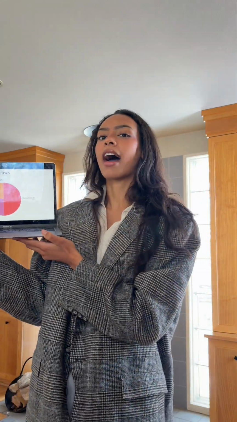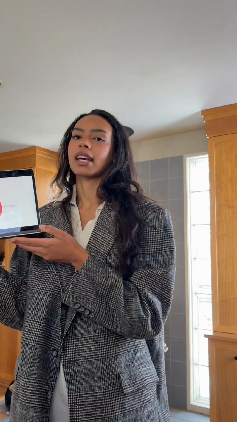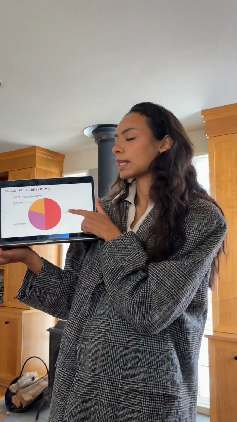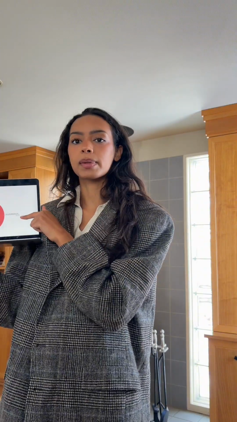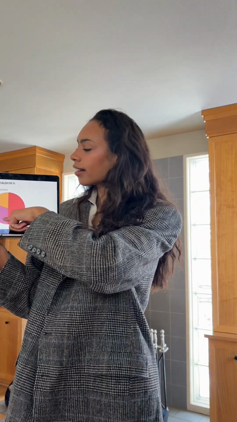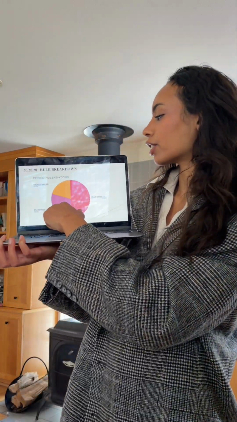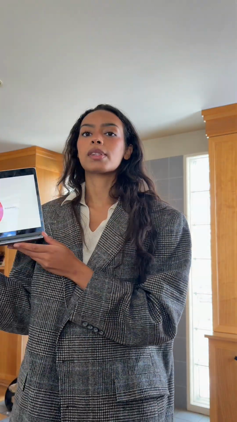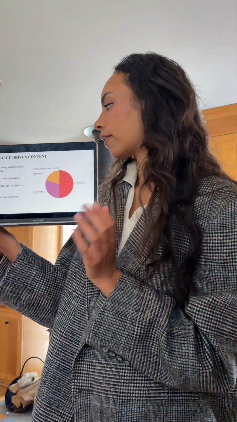All right, so here I have a pie chart that represents the 50-30-20 rule breakdown. We see this pink part right here is the 50%, the 30% is this purple section, and the orange section is the 20%, and they each represent a different kind of content that we'll be pushing. So we'll start with the 50%.